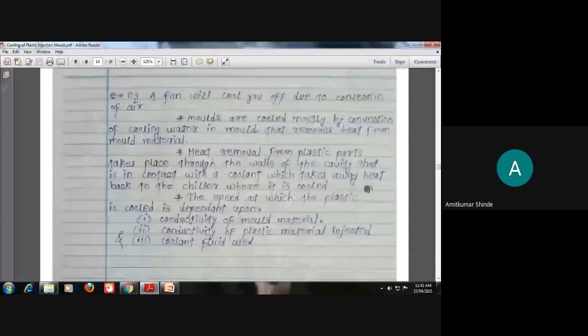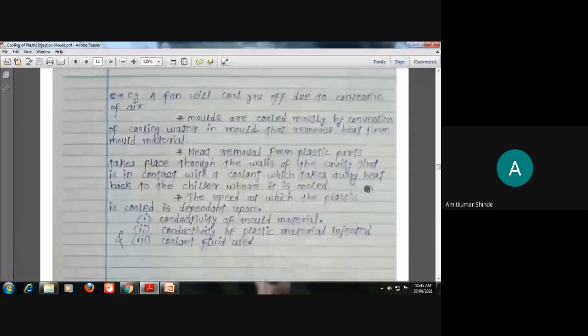Already I explained that molds are cooled mostly by convection. Generally, we cool the mold in the plastic injection process by the convection method, by circulating water or coolant through the cooling channels. Whenever you circulate that coolant, heat removal takes place through the walls of the cavity. Whichever cavity you have provided, heat will be removed from the walls of the cavity.